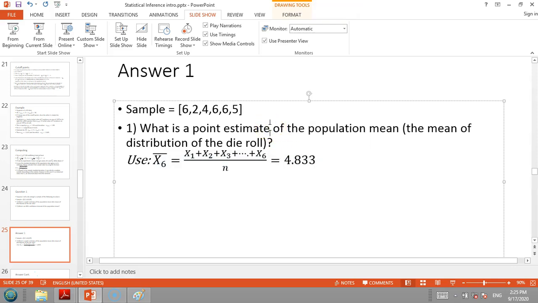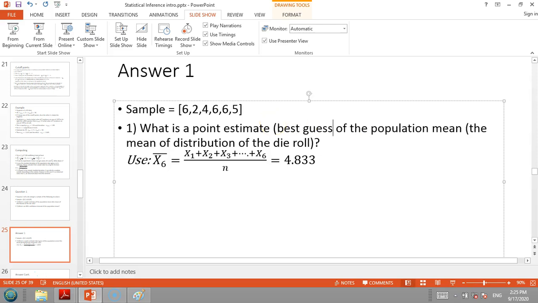This is kind of like my best guess of the population mean. If I knew nothing about the die, this sample is the only information that I get about the population mean, and my best guess is just to sum them all up and take the average of the observations.